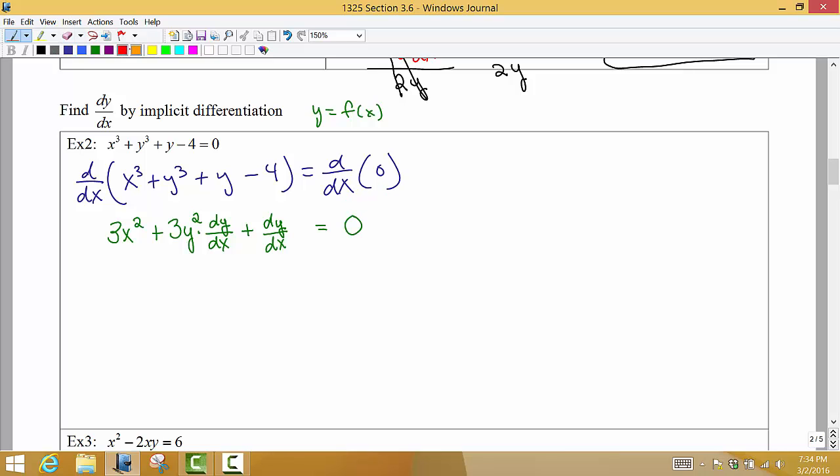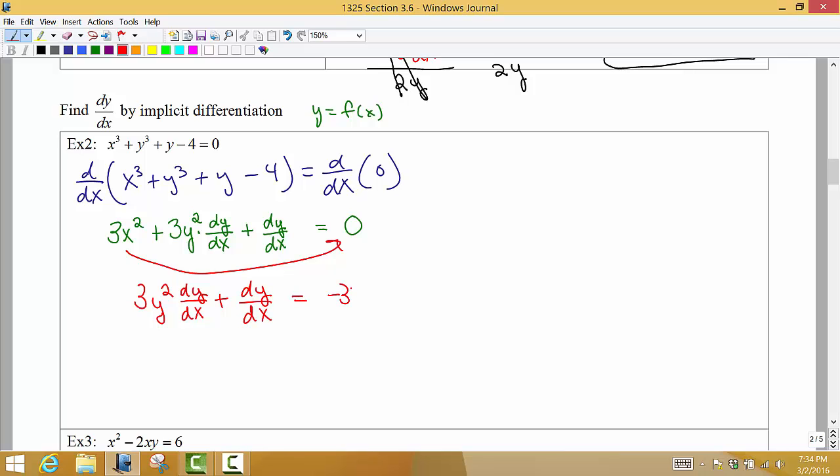So now you have something a little bit more interesting. We want to solve to get dy/dx by itself on one side. Really important, the first thing that you do is you look for the term that does not have dy/dx, and you bring that term to the other side. So we have two terms left on the left-hand side that do have dy/dx.